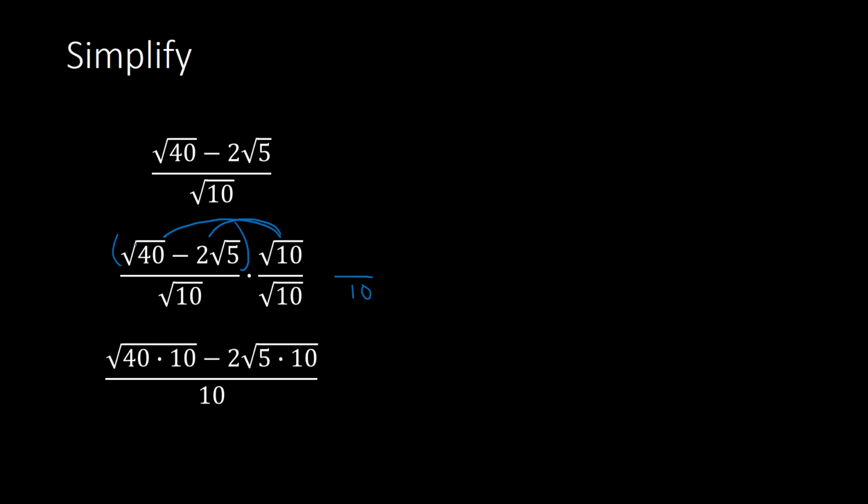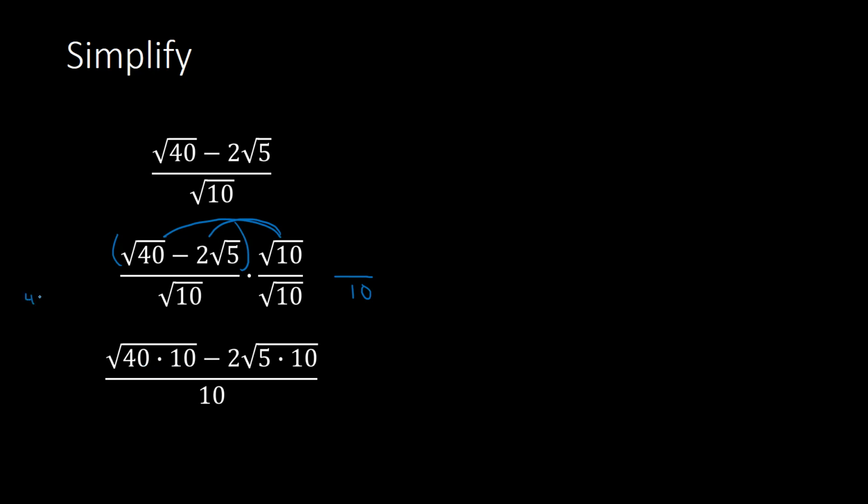So the square root of 10 times square root of 40 you can combine into one radical. And then when you multiply the square root of 10 times negative 2 square root of 5, the 2 does not combine with the radical, but the 5 and the 10 can combine into one radical. Now, yes, you could multiply and then break things back down, but there's no need to multiply just to break it back down anyway. So what I can do is break down the 40 and the 10.